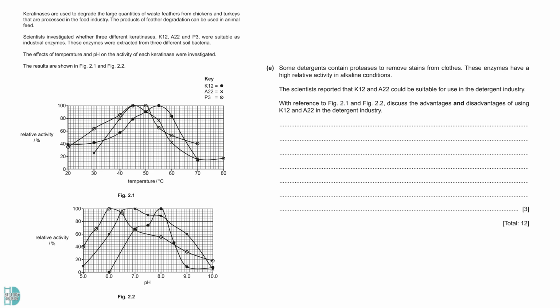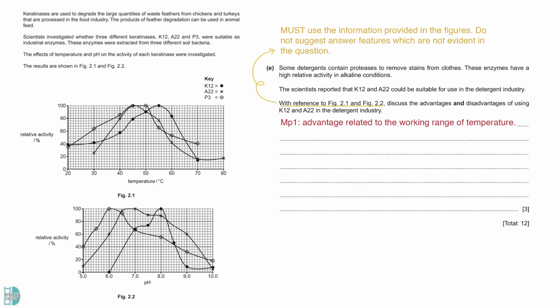E, with reference to figure 2.1 and 2.2, discuss the advantages and disadvantages of using K12 and A22 in the detergent industry. When answering this question, you must use the information provided in the figures. Do not suggest features which are not evident in the question. The first mark is given to an advantage related to the working range of temperature. Both enzymes work at a wide range of temperatures. Quote the temperature range to support this idea.